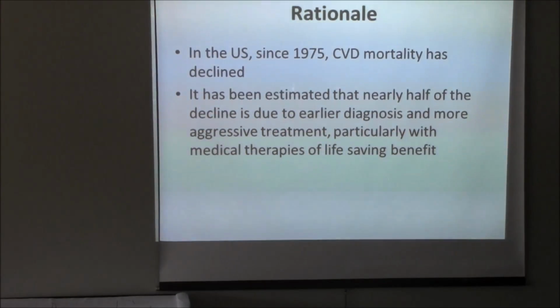In the U.S., since 1975, the mortality has declined, which is good news. A lot of that's happened through better eating, education, and that's interesting because we've been living longer, so that even says more. And we'll see some graphs here in a future upcoming here. It's been estimated that nearly half of the decline is due to earlier diagnosis and more aggressive treatment, particularly with medical therapies that are available now.